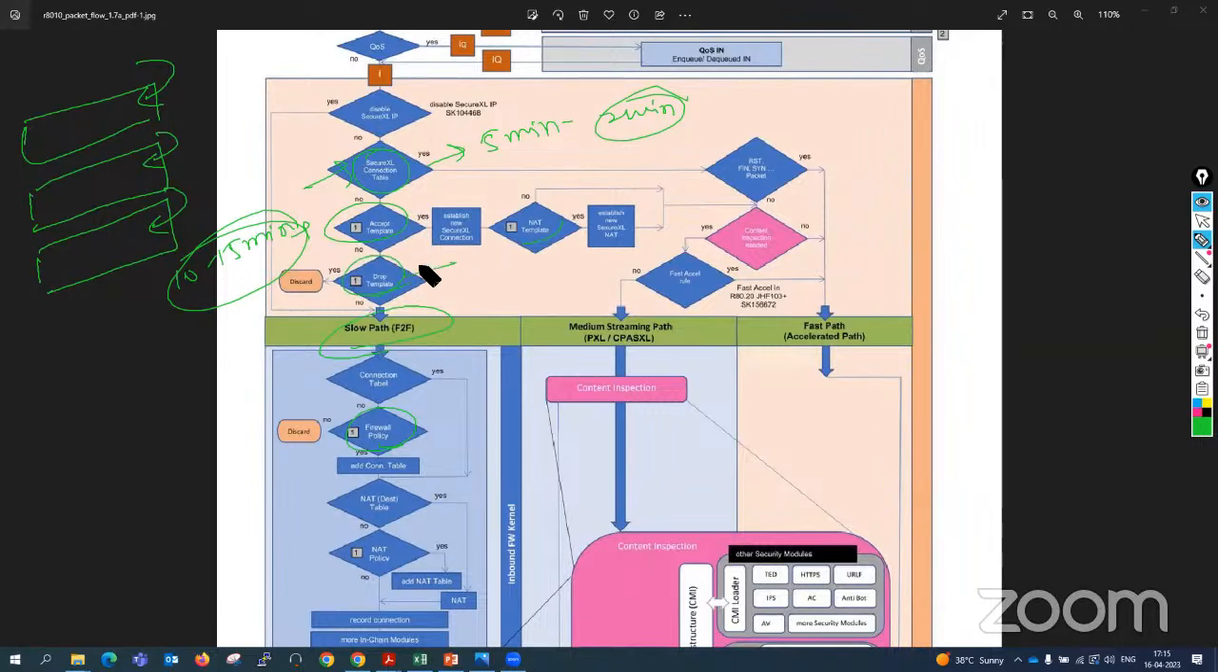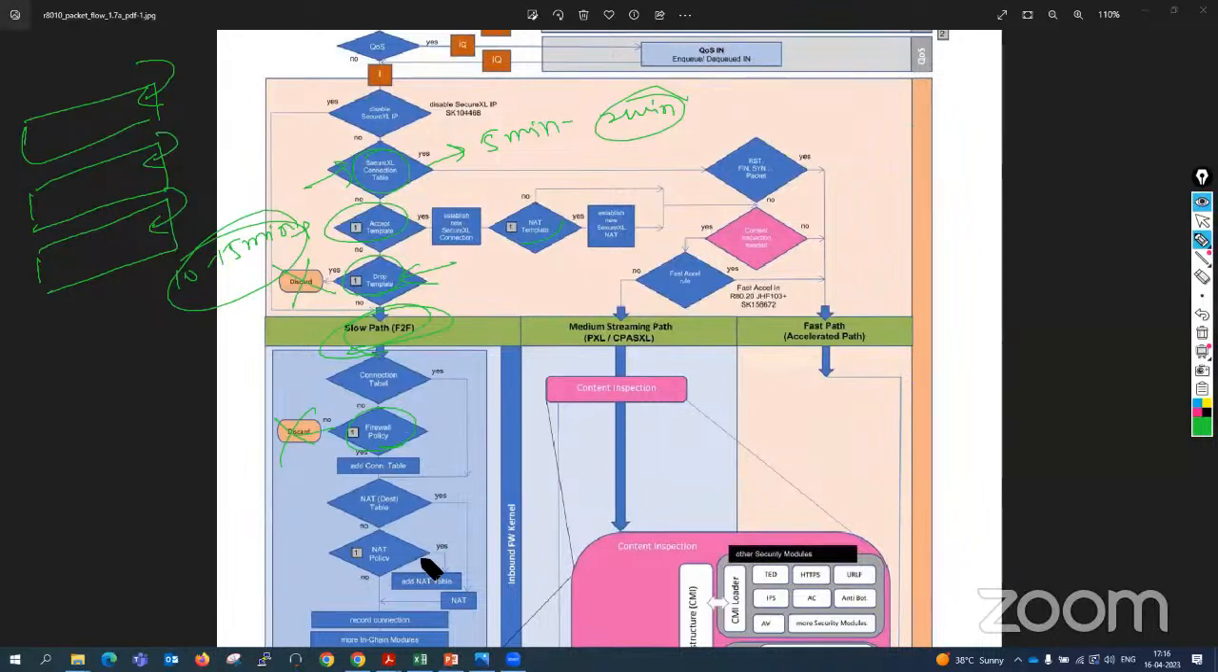And if the entry is there in the drop template, the traffic will be discarded over here. Otherwise, this traffic will go to your slow path and the traffic will be discarded over here by the policy. So it is trying to save the time of the firewall by enabling the security acceleration.